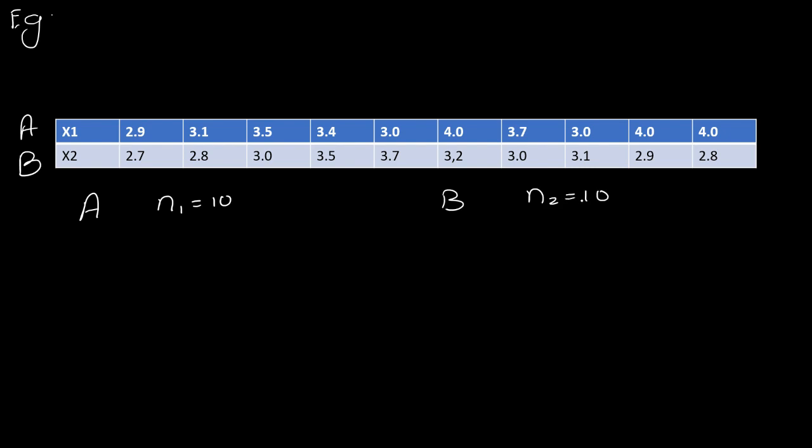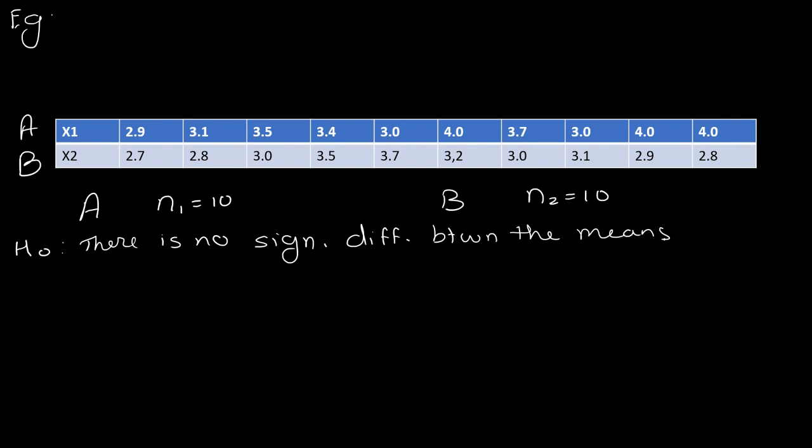Now my next step is writing the null hypothesis H naught. What is the null hypothesis H naught? There is no significant difference between the means of two samples.